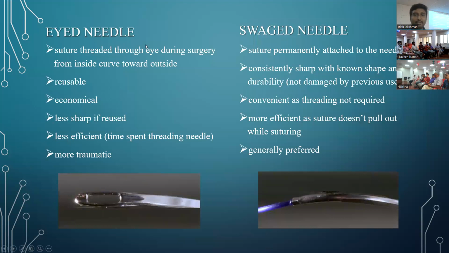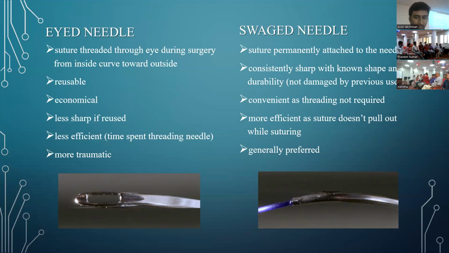And needles are of 2 types: eyed needle and swaged needle. In an eyed needle, the suture thread is passed through the eye, and it is reusable, economical as it is very cheap, and it is less sharp if it is reused, and it is less efficient because more time is spent threading the needle, and it is more traumatic as the eyed part is very wide and it causes more damage to the tissues. That is one. Something else, which is much more obvious. You don't have to put it in order. That is not compulsory. Use common sense.